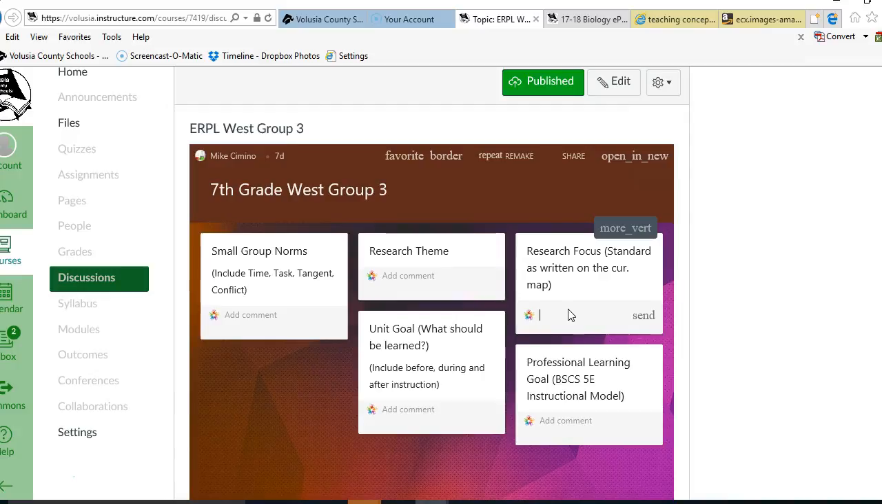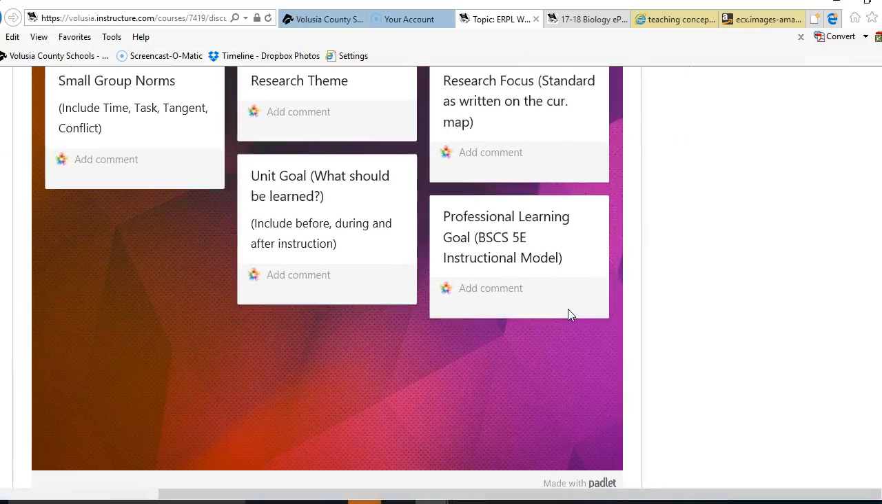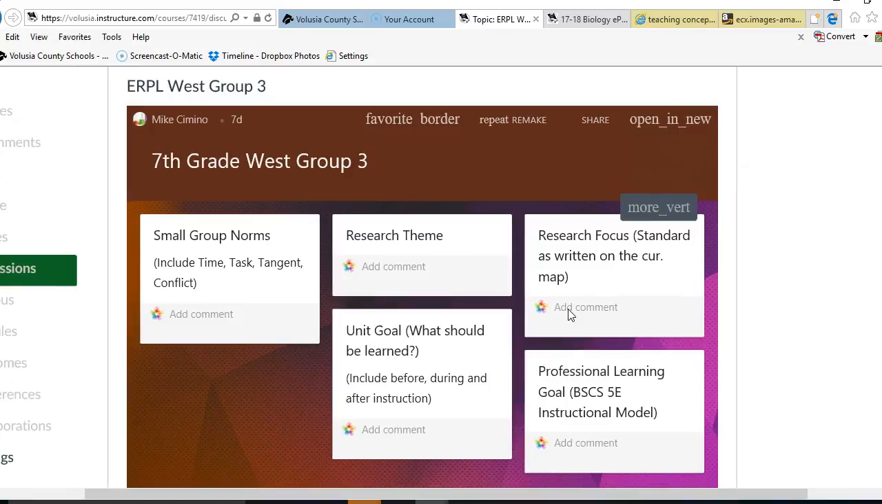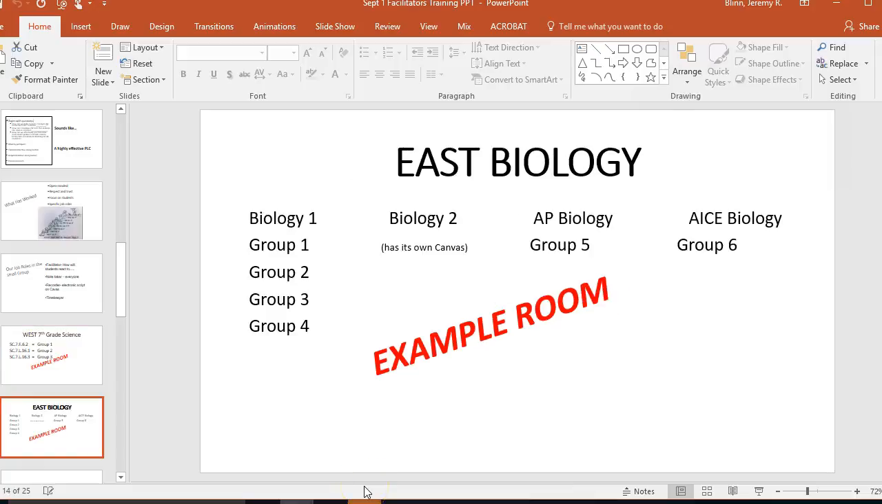So this Padlet on September 1st is going to house the basic things that need to be accomplished that day. You'll see the focus. Research focus is the standard as written, the ones they've selected. So they would do that. I'm going to talk to you about what these other areas are too. Here's a small group norms. You'd probably figure that one out. But what's the research theme? What do I mean by unit goal? So let me go ahead and get to the high school example here. I'm using biology because it's one of the more complicated ones.